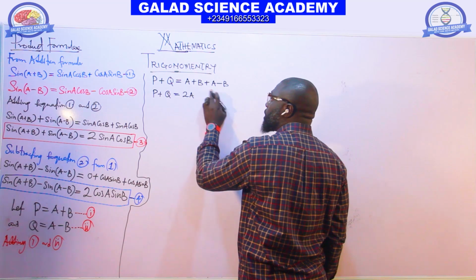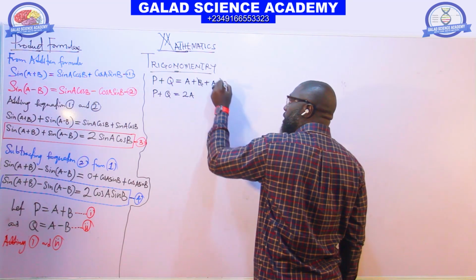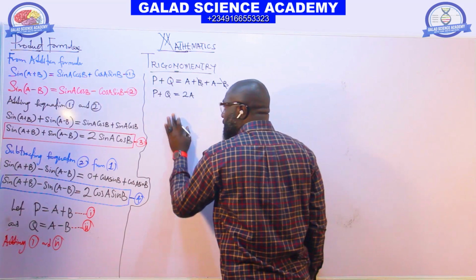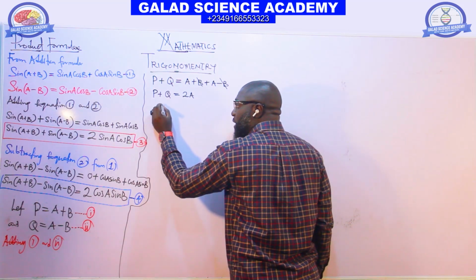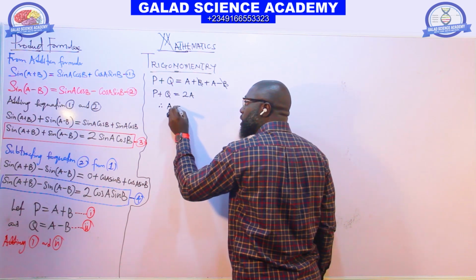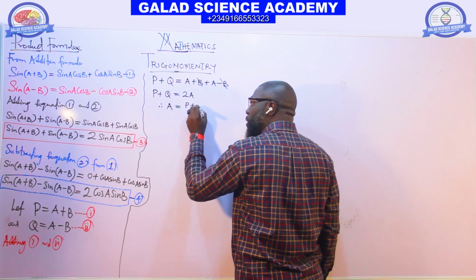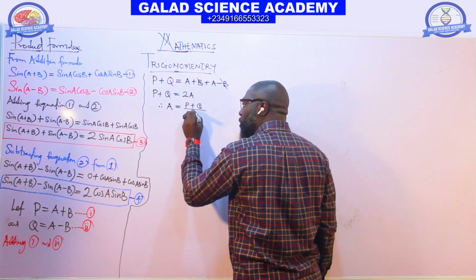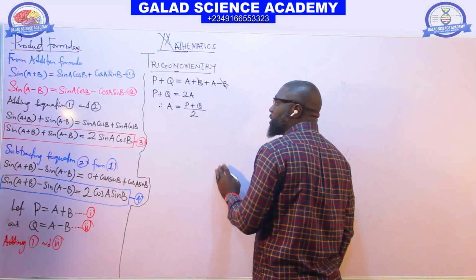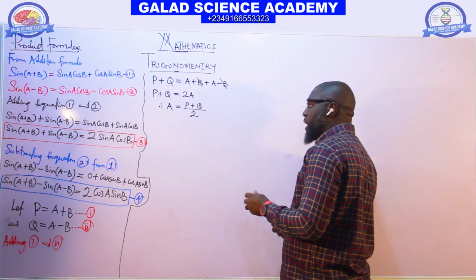It gives us 2A. The B cancels. So from this expression, you can observe that our A is now equal to P plus Q over 2. So this is the value for A.